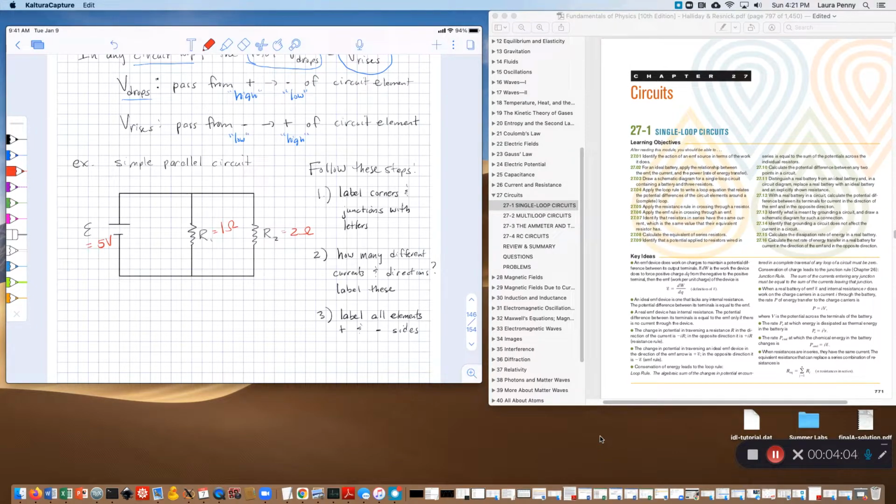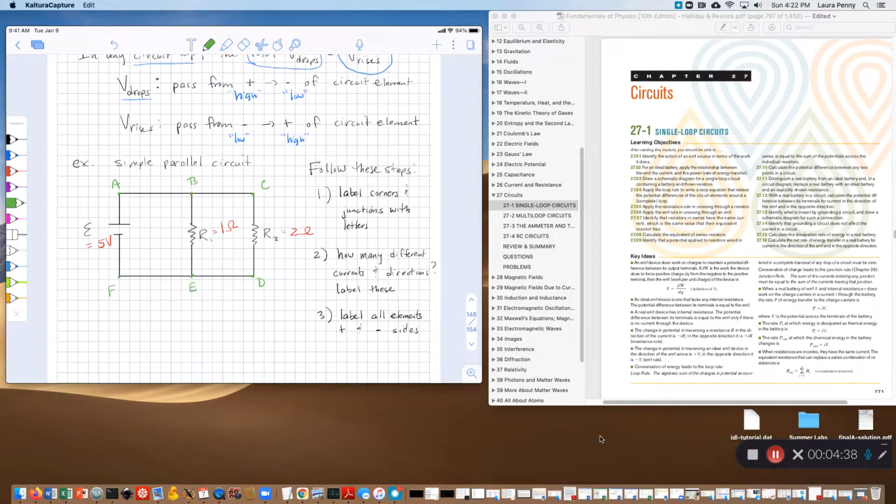So the first thing I'm going to do is I'm going to label the corners and junctions with letters. So every single corner and every single junction I'm going to label with a capital letter. So I'm going to start here and I'm going to say capital A, that's a corner. Here's an actual junction, B, C, D, E, and F. So every corner and every junction gets labeled with a letter.